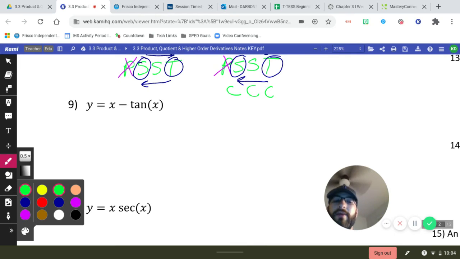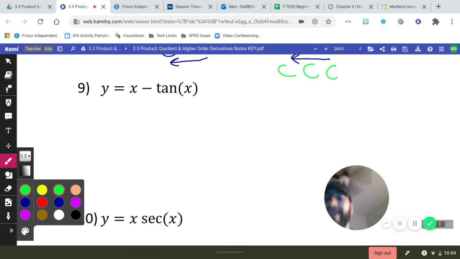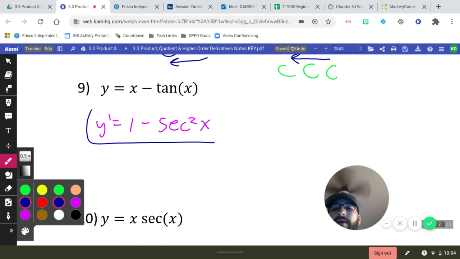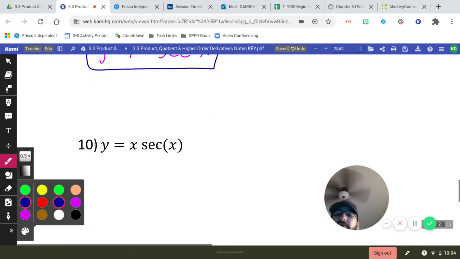But let's look at some examples. So we have number 9, y is equal to x minus tan of x. So this one, it's not product, it's not quotient, so I'm just going to apply my rules across. So y prime is equal to, x becomes 1, minus stays minus, tan of x becomes secant squared of x. Nice and simple. So yes, there's a bunch of new rules, but they're still kind of following through the same way we've always done.